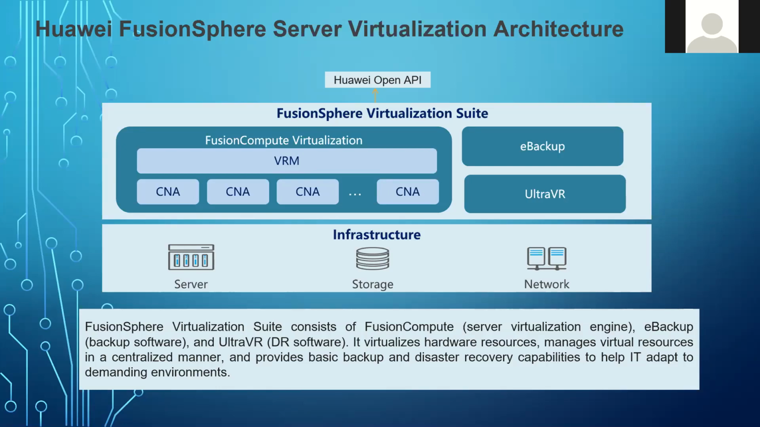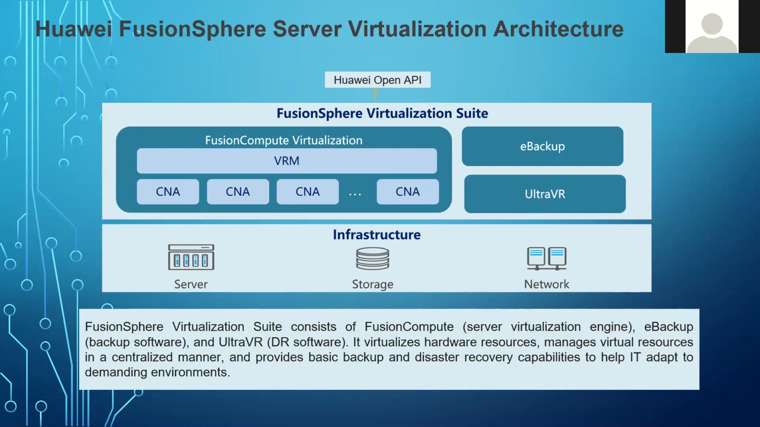Today's topic is server virtualization, or Fusion server virtualization. As we know, for server virtualization, we need server, storage and network. These are the mandatory requirements of infrastructure. On top of this infrastructure, we need virtualization software. We can use VMware, KVM, or any virtualization software. Huawei is providing FusionCompute virtualization, which consists of VRM and CNA.